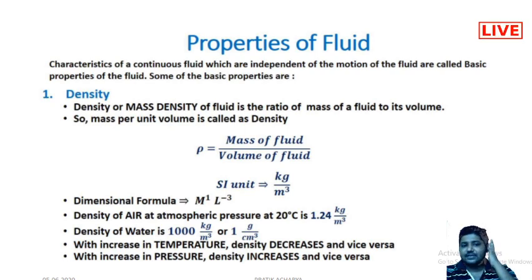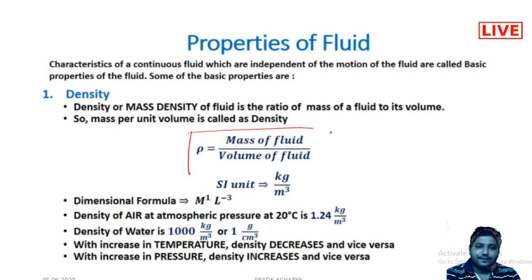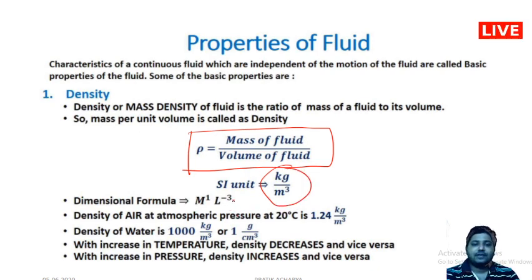Density is the ratio between the mass of the fluid, or the quantity of matter, per unit volume. In a particular volume of the fluid, how much matter is present, that is called density. So density is mass per volume of the fluid. The unit is kg per meter cube. The dimensional formula, if you find out, is M1 L minus 3. That's very easy.